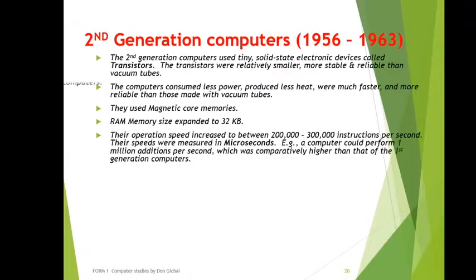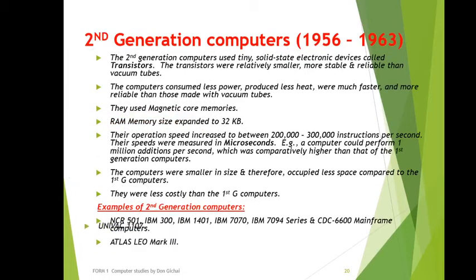Then you can go ahead and look at the second generation of computers. The second generation of computers used tiny solid-state electronic devices called transistors. Therefore, the first generation used thermionic valves or vacuum tubes, but this one used transistors. The computers consumed less power, produced less heat, and were much faster and more reliable than those in the first generation. They used magnetic core memories. Their RAM size expanded to 32 kilobytes. Their operation speed increased to between 200,000 and 300,000 instructions per second. The computers were smaller in size and less costly compared to the first generation.